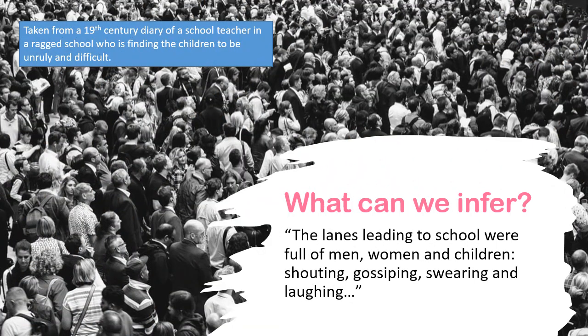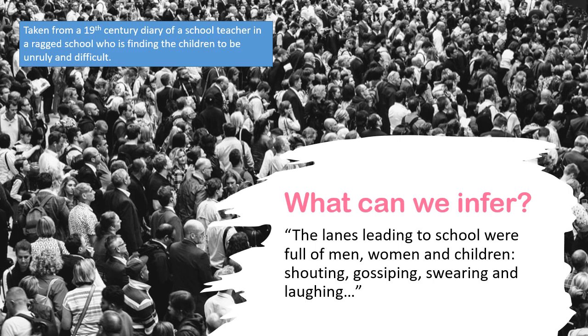Okay, so I need to try and select a quote that I can compare this to in the second source. In the second source, we've got a 19th century diary of a school teacher who works at a ragged school, so a free school that everybody's allowed to go to, which was relatively new at the time. School up till now was something that you paid for, and this is a free school, with lots of poor children attending, and he's finding their behaviour to be really unruly and difficult. And we've got this quote: the lanes leading to the school were full of men, women and children, shouting, gossiping, swearing and laughing. So, okay, what can I interpret?